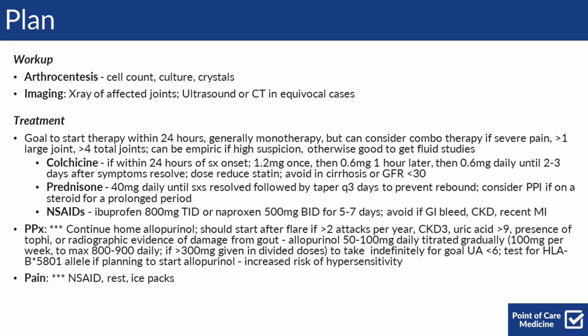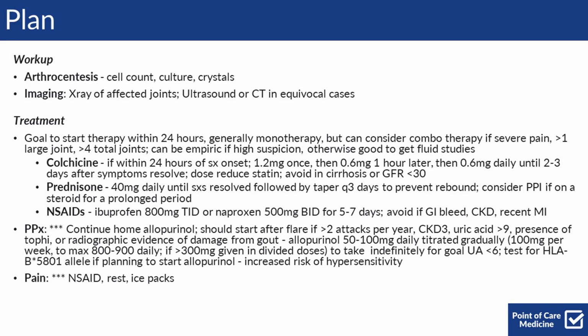This can be ibuprofen 800 milligrams TID or naproxen 500 milligrams BID for 5 to 7 days. You should avoid this if the patient has a history of GI bleed, CKD, or a recent MI. Prednisone is also an option, and a common dose is 40 milligrams daily until symptoms resolve, followed by a taper every 3 days to prevent rebound. And you should consider a PPI if a patient's on a steroid for a prolonged period.